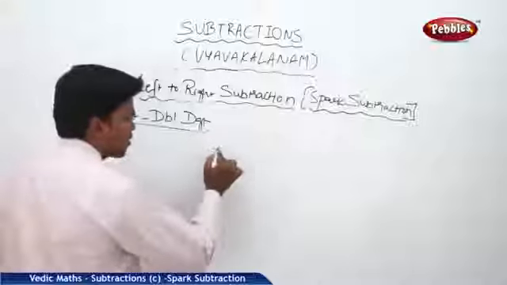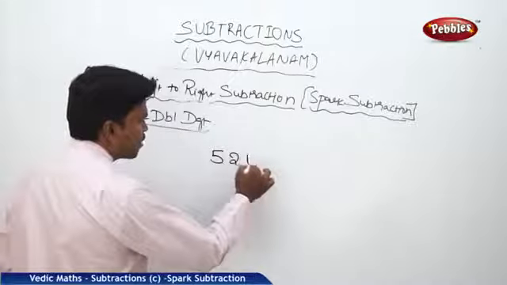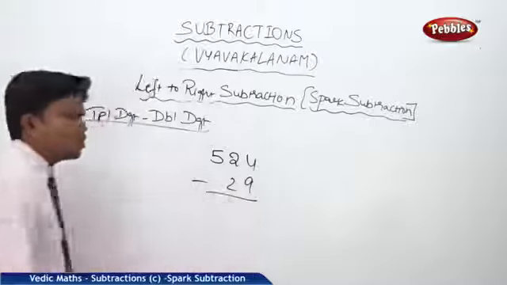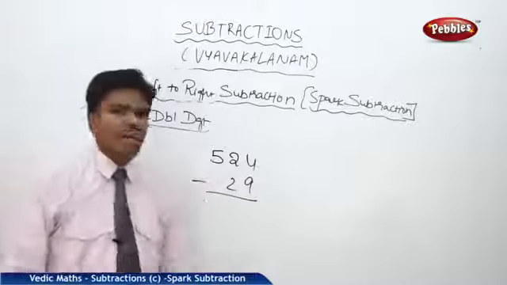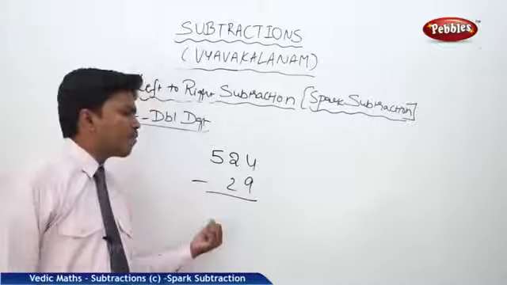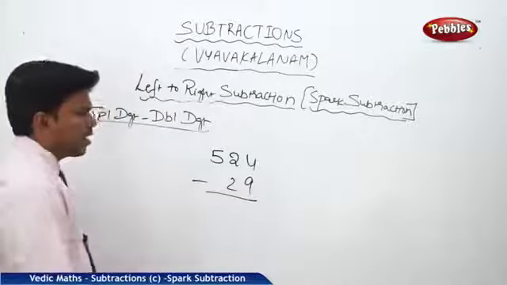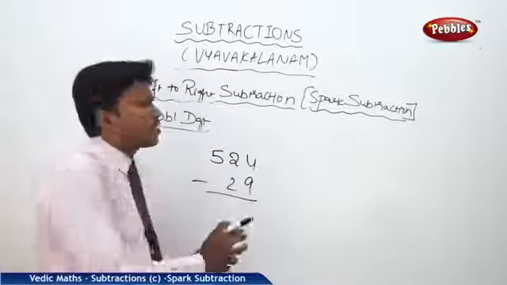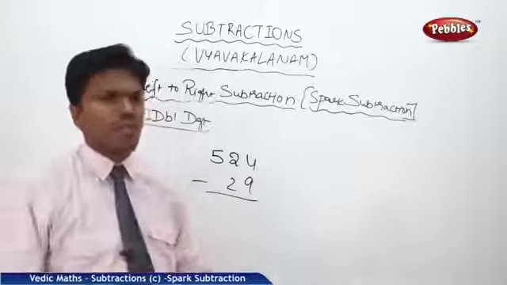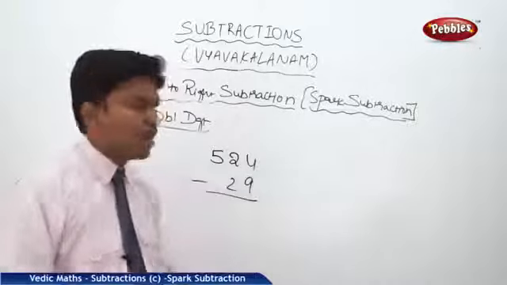So let us take one more example. Suppose 524 minus 29. I want to do this one. First, I will drop 5 as it is. But before dropping 5, in this case, you will get one exception. What is that exception? We will discuss now.